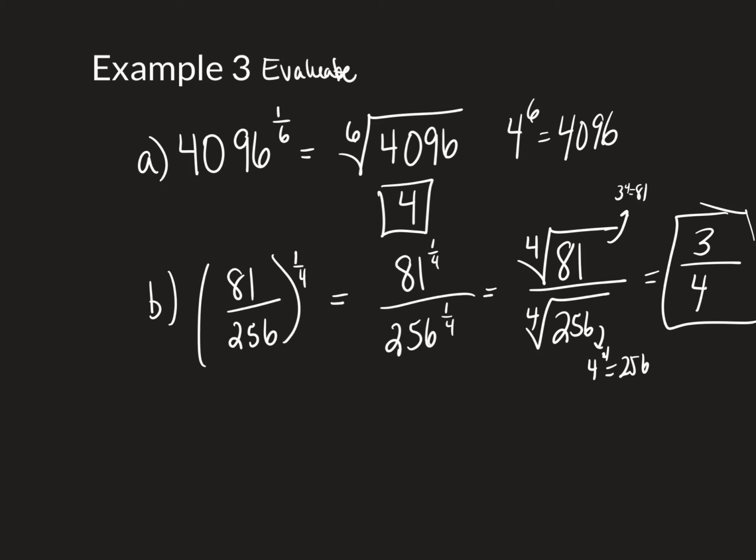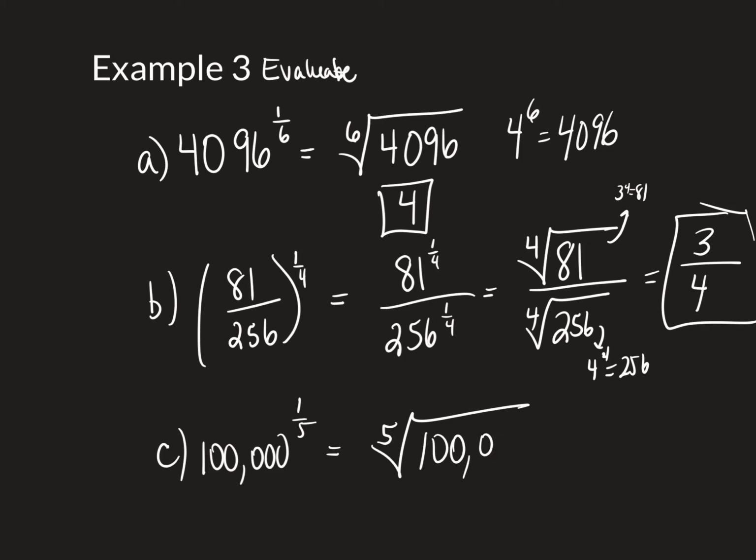And the next one, 100,000 to the 1/5 power. So that means I want the fifth root of 100,000. So looking back at our reference for nth roots, look in the column that has 5 as the exponent that the numbers are being raised to, and you'll see 10 to the 5th power equals 100,000. So then that means that the fifth root of 100,000 is 10.